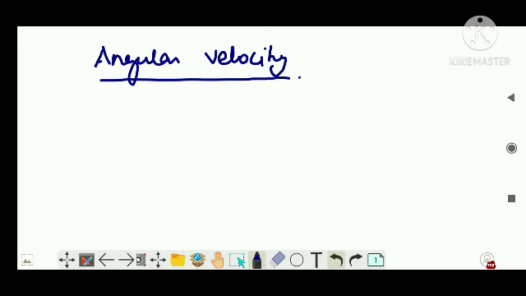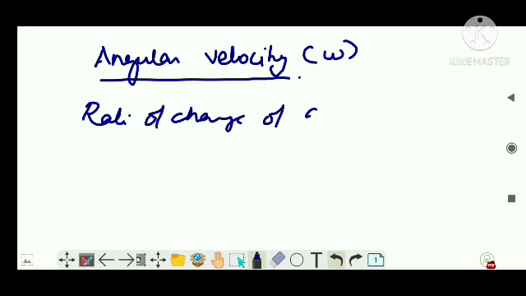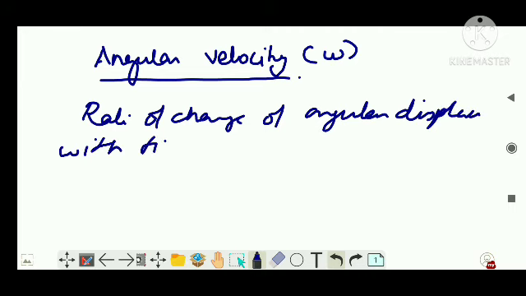Right. Now the angular velocity symbol is omega. Okay, keep that in mind. Now what is the definition? It is the rate of change of angular displacement with time. So when this definition comes out, you will ask what is angular displacement, right?